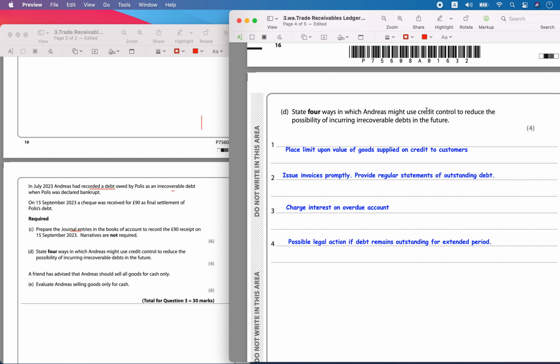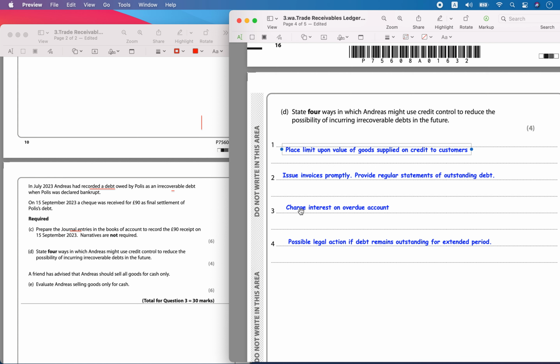Next, state 4 ways in which Andreas might use credit control to reduce the possibility of incurring irrecoverable debt in the future. So, how to avoid irrecoverable debt? You can place a limit on the value of goods supplied on credit to customers by checking their history. Only that much credit will be given to that customer. Then you can also issue invoices promptly and provide regular statements for outstanding debt so that they can pay you back.